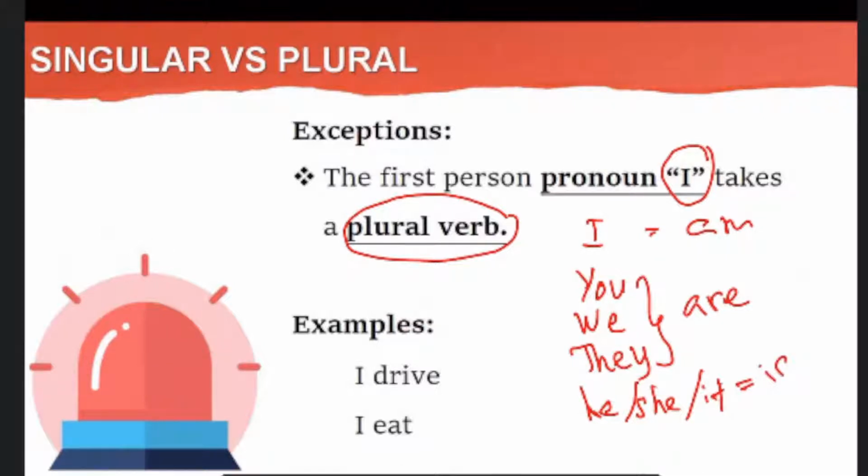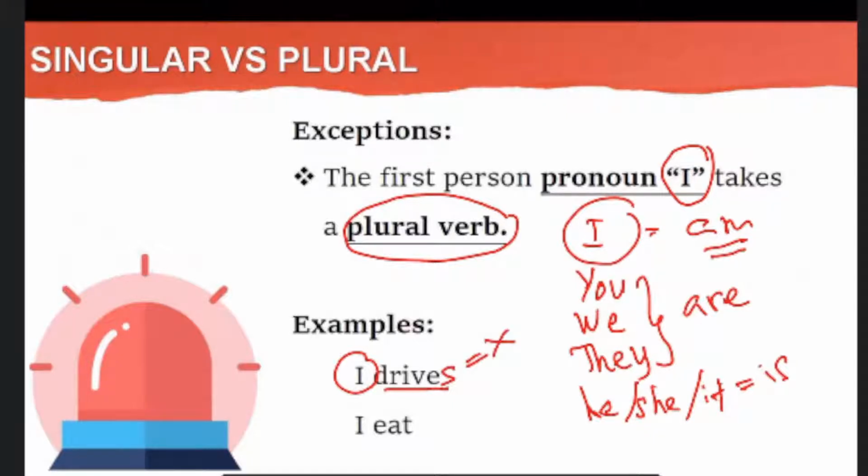Okay, you might be wondering why I and am. This will be the privilege of the I. I is special. When you are constructing a sentence and you don't want to put the verb to be after I, and you want to show that it is an action verb, you need to put a plural verb after I. The example here will be: I drive. You cannot put I drives, because this will be grammatically wrong.